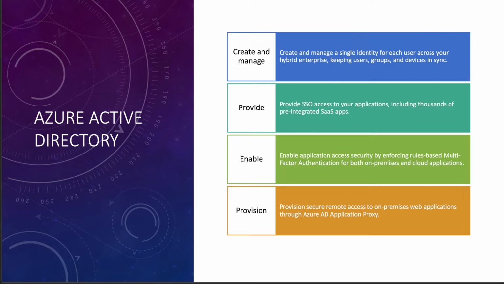When you're using Azure Active Directory, you basically have some steps that you go through. You're going to create and manage a single identity, either for a hybrid enterprise, keeping users, groups and devices in sync. You can do this for hardware profiles, security groups, application access. You're just going to create and manage all the things that you need for that user as least privilege to do their job. Then you're going to provide that SSO access to your applications and pre-integrated software as a service apps depending on what you've done as your subscription.